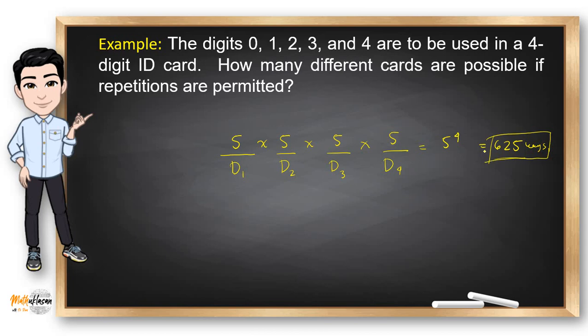Okay, so if you're the owner of the company and you're trying to figure out the number of employees that you can have with different identification cards, the maximum in the first one is 120, while if repetitions will be permitted, you will have several options, like 625. That's the maximum that you can have. Okay.